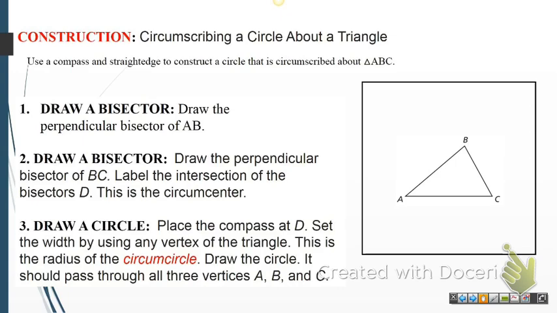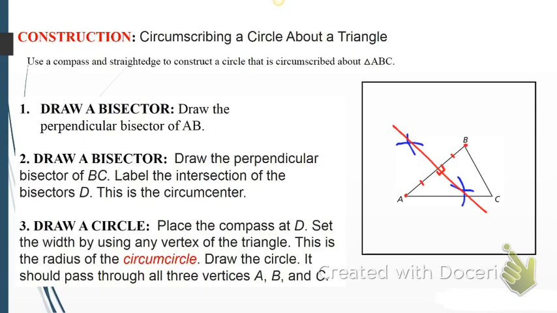So remember, to draw the bisector of AB, you're going to put your compass point on A, and you're going to arc out to the right and to the left. And now you're going to switch, move your compass over to point B, and arc again to the right and to the left. So you should have created two X's, one on each side of segment AB, and you're going to connect those two with a line. That's going to be your first perpendicular bisector.